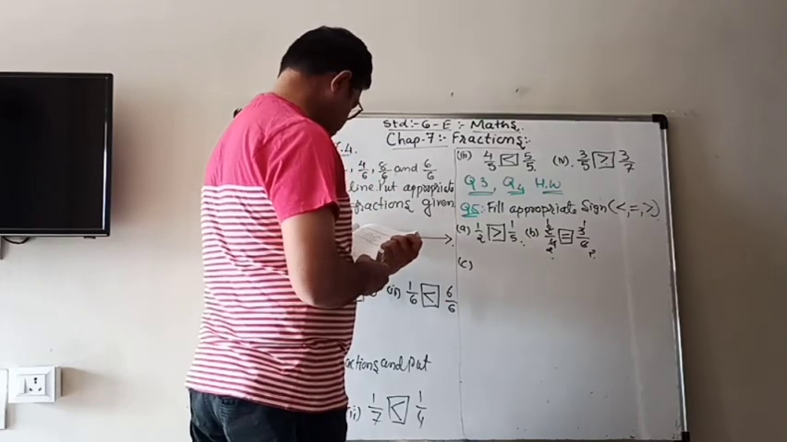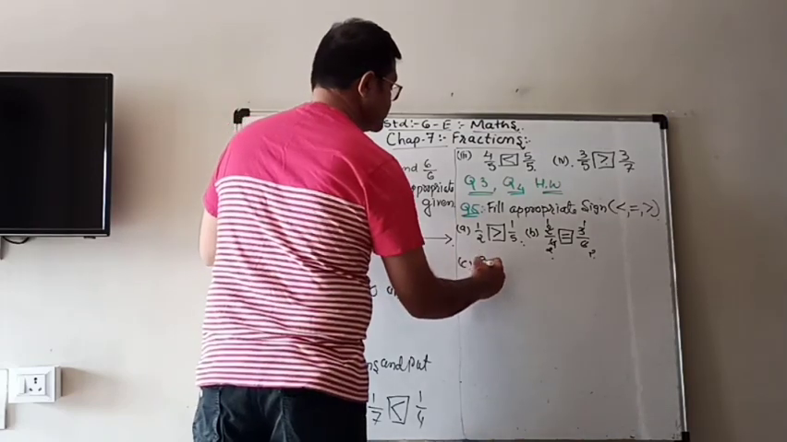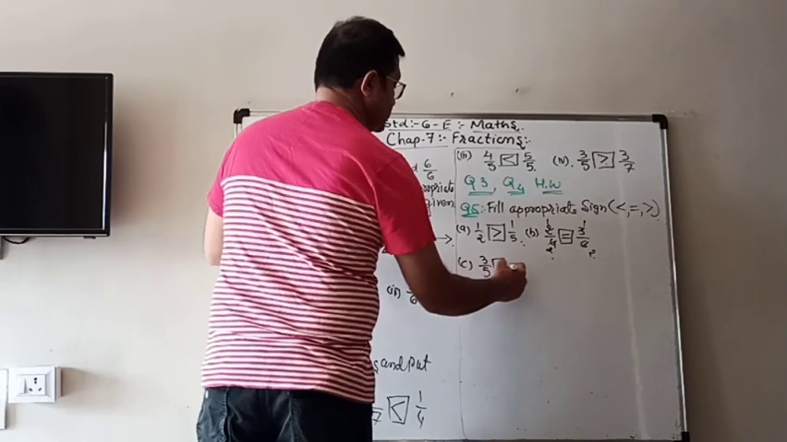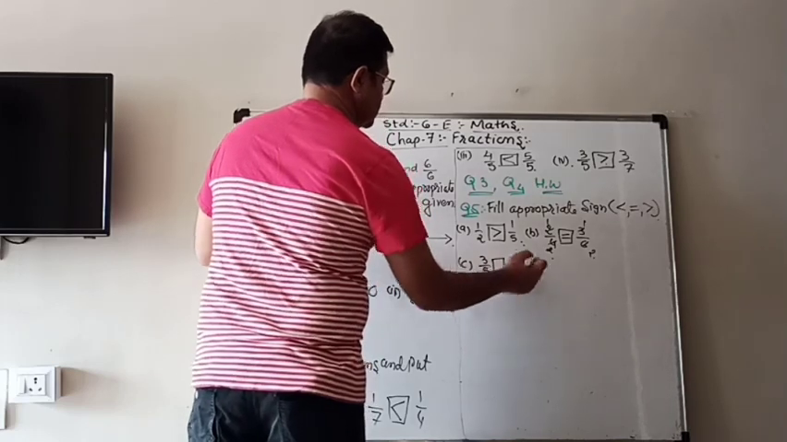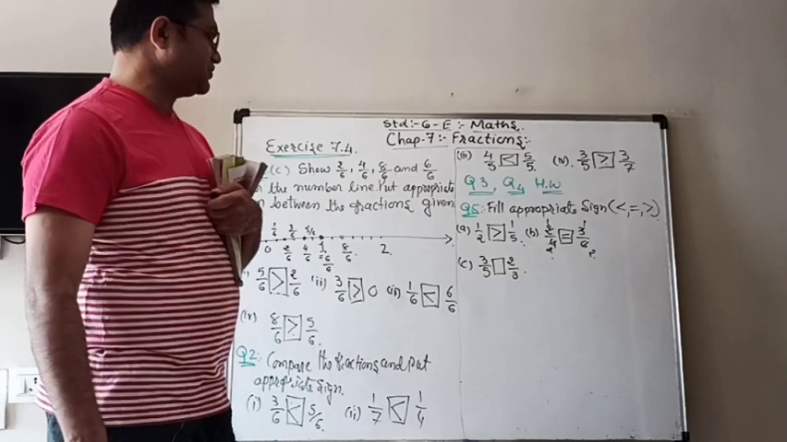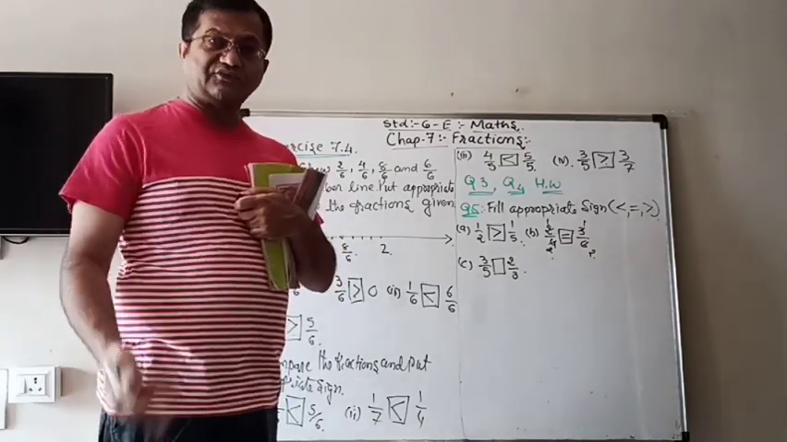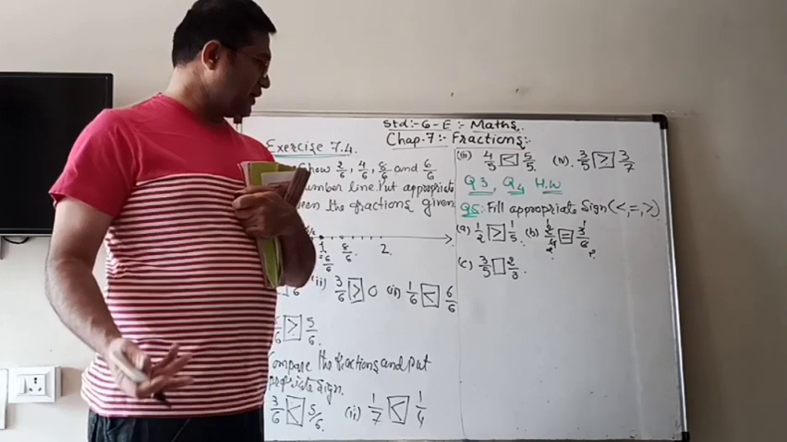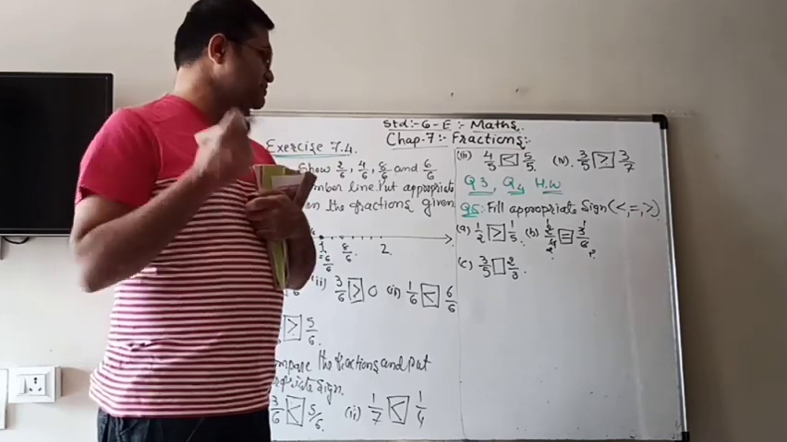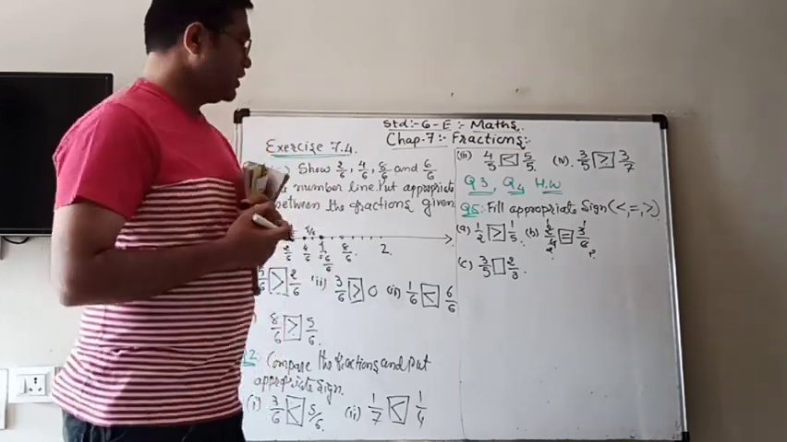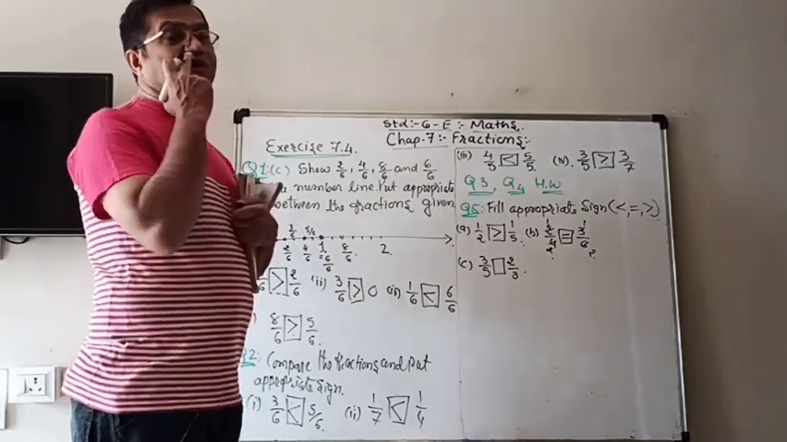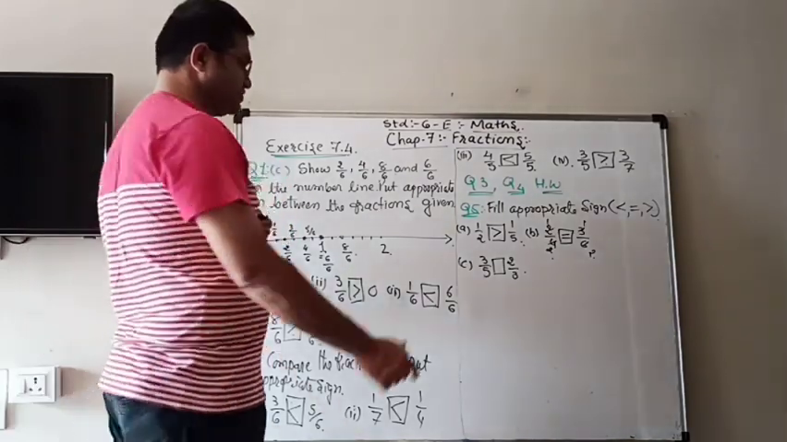3 by 5, 2 by 3. Now here you have to struggle a little because they are neither equal fractions, nor like fractions, and unlike fractions having not the same numerator also. So here we have to convert them into like fractions.